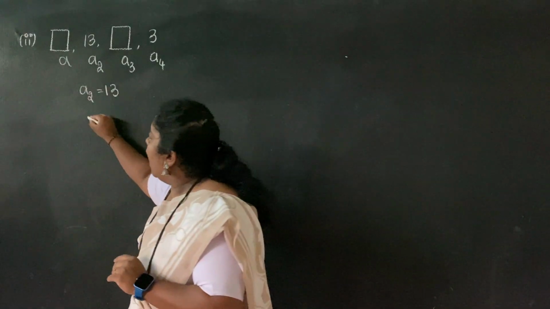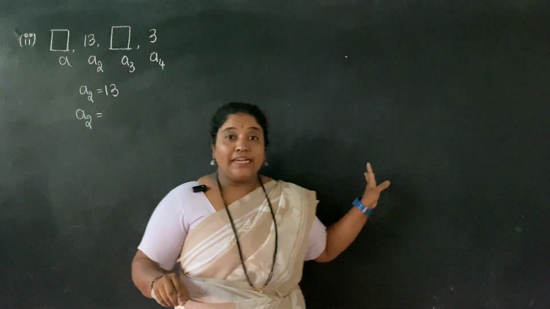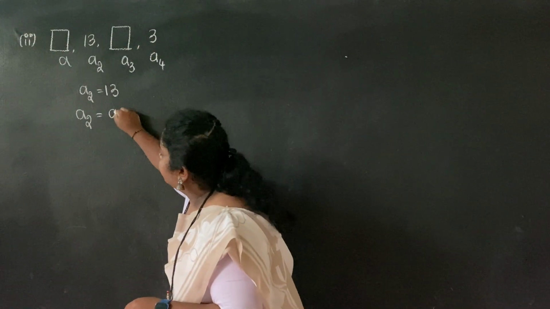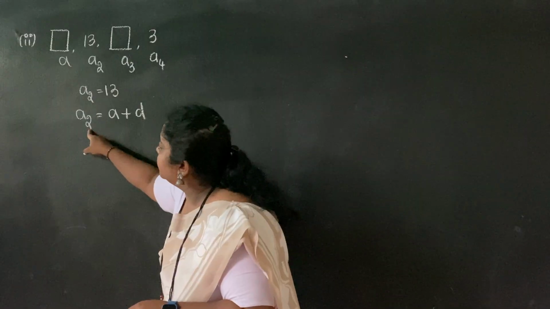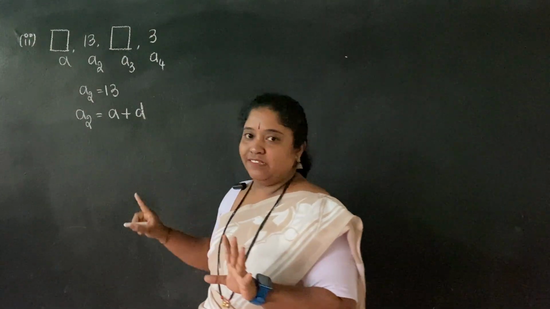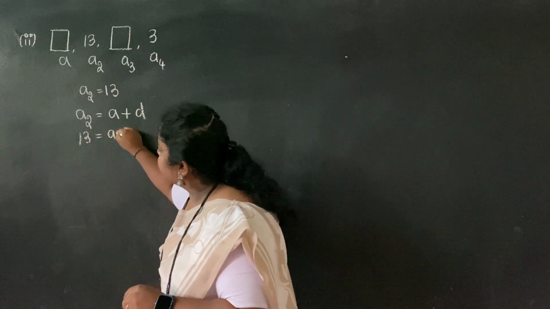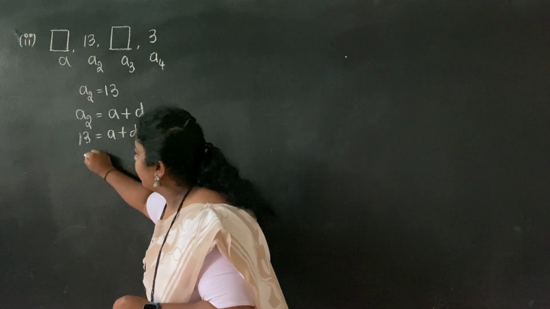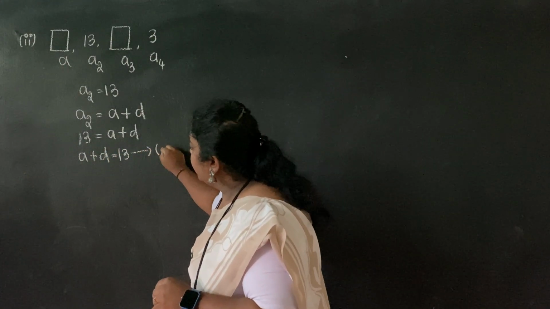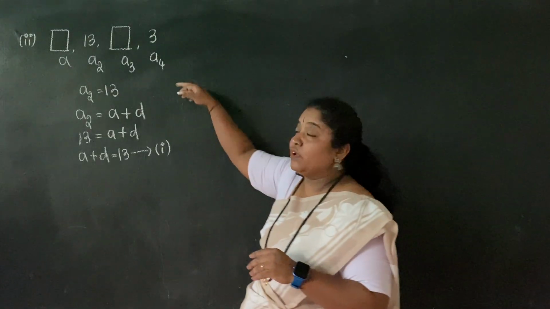Now how can I write A2? Just now I have told you how to write A2, isn't it? A2 can be written as A plus D. A2 is equal to A plus D. What is the A2 value I have? 13. 13 is equal to A plus D, or I say A plus D is equal to 13. Let it be equation number 1. Hope it is clear.